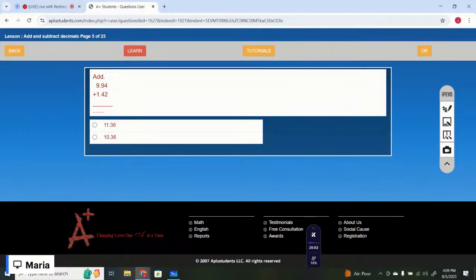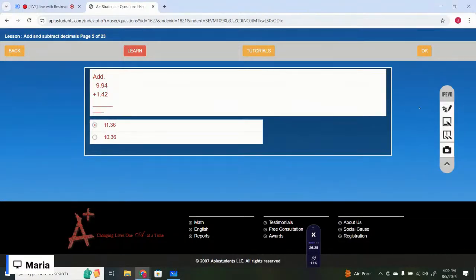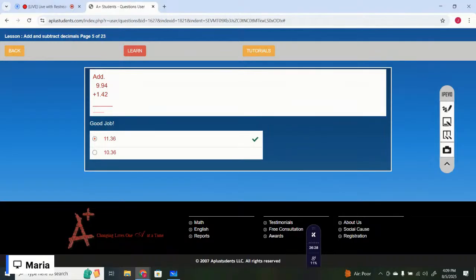Add 9.94 plus 1.42. 4 plus 2 makes 6. 9 plus 4 makes 13. Write 3 and carry 1. 9, 10, and 11. That is 11.36. Option number 1 is the correct option. That is 11.36.